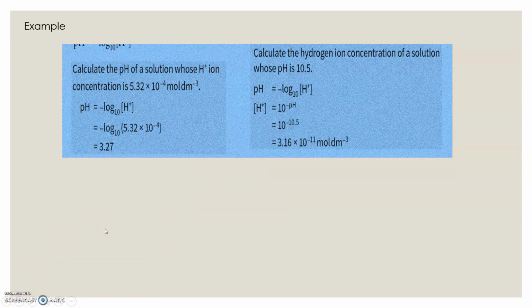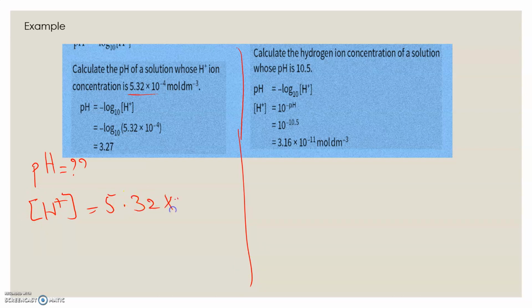Okay, this is one example. How to calculate, look at the first example here. These are two examples actually. Calculate the pH of a solution whose hydrogen ion concentration is 5.32 times 10 to the power of minus 4. Actually, this is a direct question. He's asking for the pH, this is unknown, and he's giving you the concentration of hydrogen. So all you have to do to calculate the pH is find minus log the concentration of hydrogen. Okay, and here you have your result.